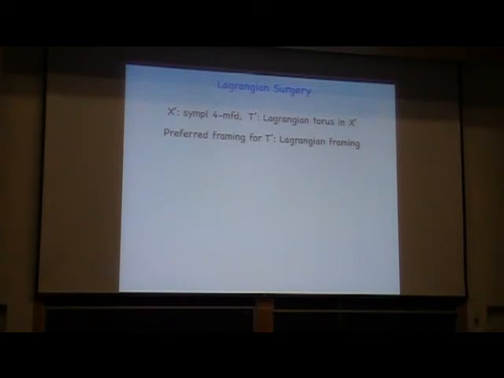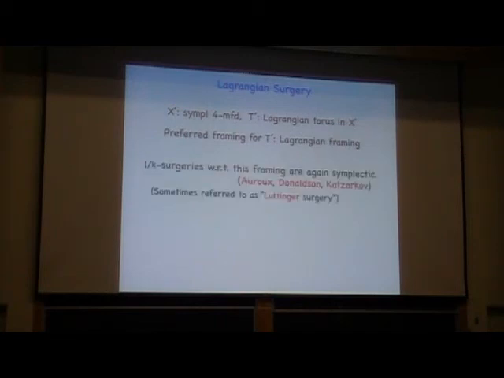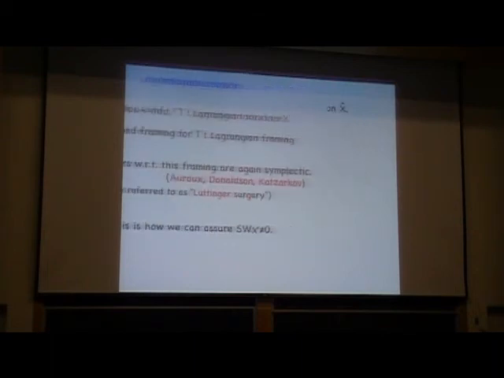a preferred framing for this torus called the Lagrangian framing. It's the framing so that all the push-offs with respect to that framing remain Lagrangian. And if you do a 1/k surgery with respect to this framing, the result will again be symplectic. So this is a theorem of Auroux, Donaldson, and Katzarkov. And in their paper, they refer to this kind of surgery as Luttinger surgery. And so this is how we can make sure that the Seiberg-Witten invariant of X' is not zero.